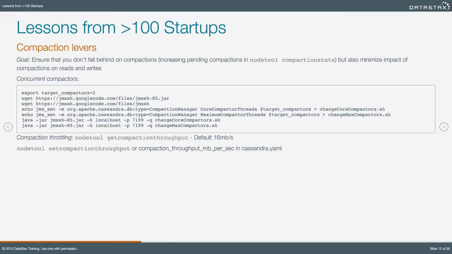All right, the second is compaction throughput, right? So we actually throttle compaction to 16 megabytes per second by default in Cassandra. And so if something that's happening, again, is you're falling behind on some of your compactions, you can increase that throttle, especially if you're running on SSDs.